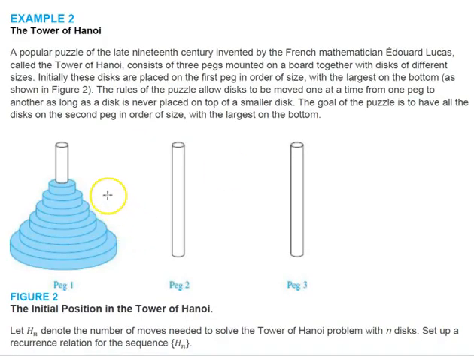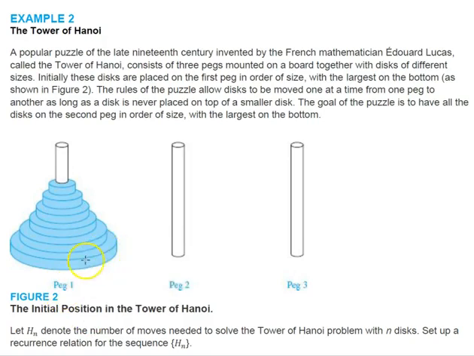The Tower of Hanoi, a popular puzzle called the Tower of Hanoi, consists of 3 pegs mounted on a board together with discs of different sizes. Initially, these discs are placed on the first peg in order of size, with the largest on the bottom, as shown in this figure 2.